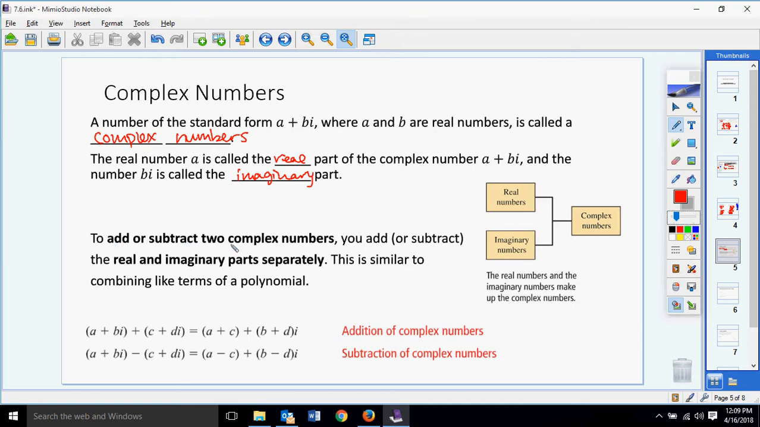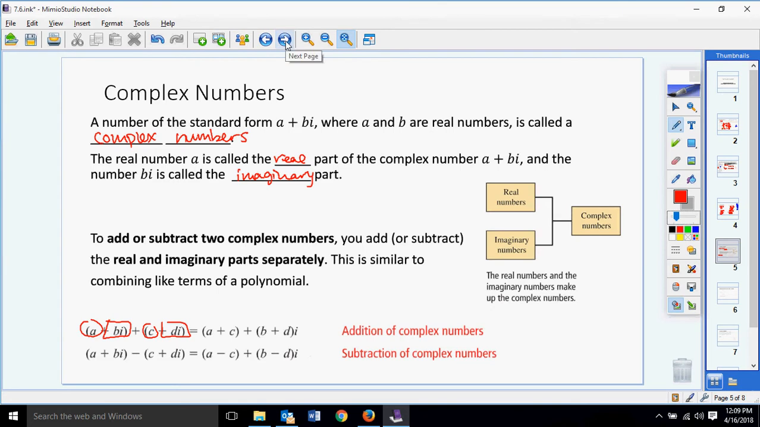If we're going to add or subtract two complex numbers, we need to add and subtract the real and imaginary parts separately. So it's basically, again, like combining like terms. So here's a complex number, a plus bi, and we're adding it with another complex number, c plus di. So what you want to do is collect all of the real numbers and add them together, and collect all of the imaginary numbers and add them together, keeping that i with it. Same thing for subtraction. You're going to take the a minus the c and then the bi minus the di.